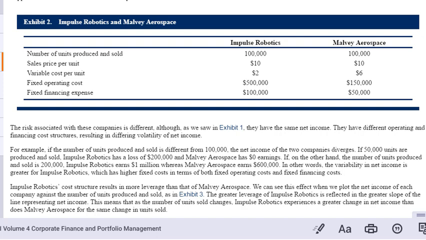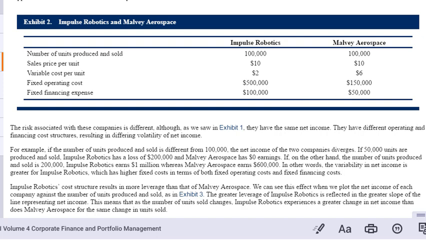Now, continuing with this example, Impulse Robotics and Malvy Aerospace. In this example, the number of units produced and sold is the same, 100,000, and the sales price per unit is the same, $10. But our variable cost for Impulse is less, $2 per unit, and for Malvy it's $6 per unit. And Impulse has higher fixed operating expenses, $500,000 versus $150,000, and fixed financing expense is higher, $100,000 versus $50,000.